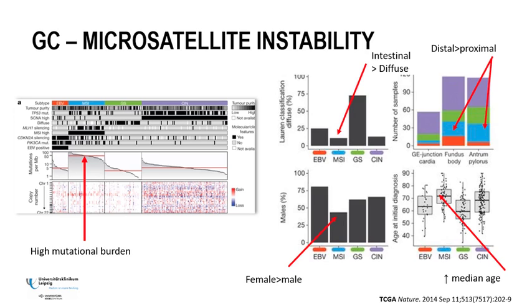Microsatellite instability gastric cancer is characterized by a high mutational burden. It occurs more frequently in the intestinal compared to the diffuse subtype of gastric cancer. Its location is more often in the distal than in the proximal parts of the stomach. You can see that at the level of the esophagogastric junction, microsatellite instability is an extremely rare finding. Interestingly, this subtype of gastric cancer is more prevalent in females than in males, different from all the other subtypes, and the median age of these patients is the highest compared to the other subtypes of gastric cancer.